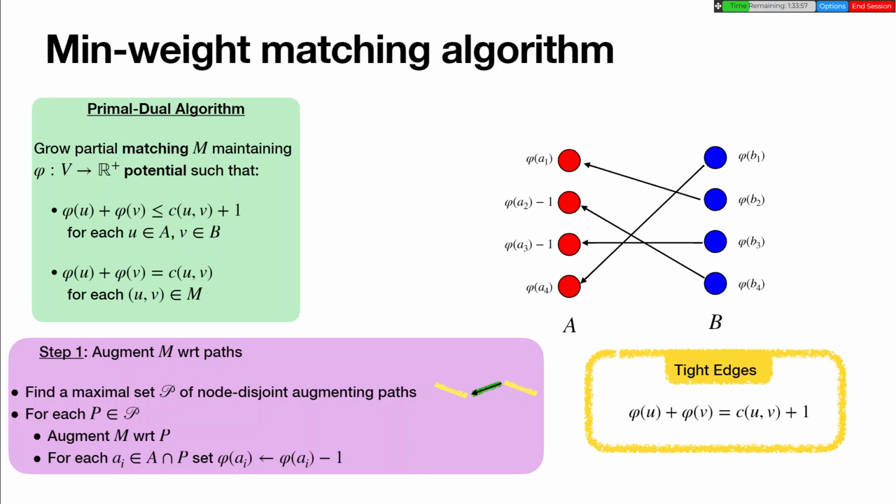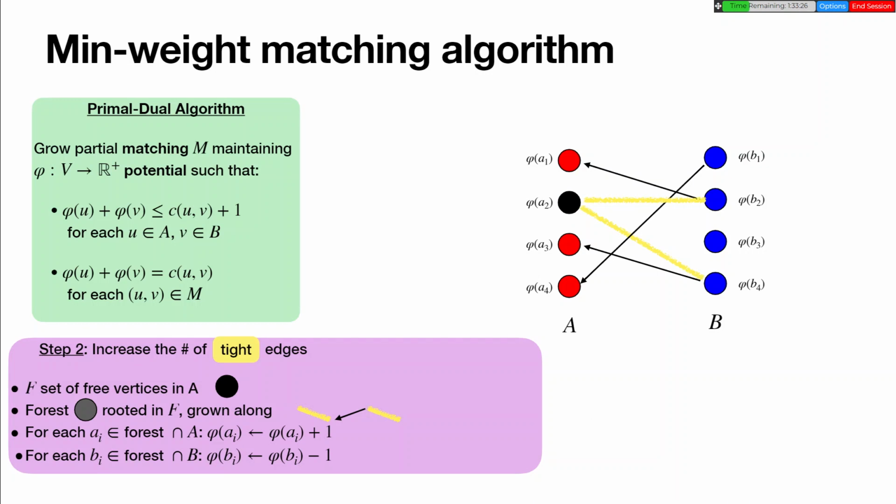And simultaneously, for each node on the left-hand side that belongs to one of these augmenting paths, we decrease its potential by 1. Why do we do this? Because if an edge was tight before, we want the same equality to hold now, but without the plus 1, so that we satisfy our invariants.